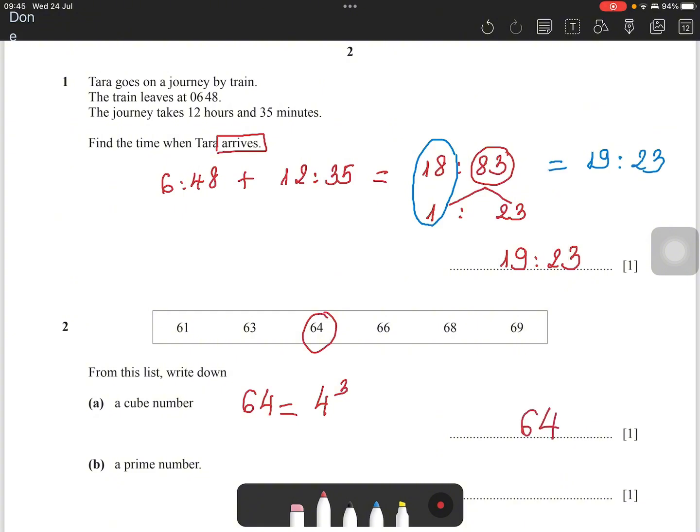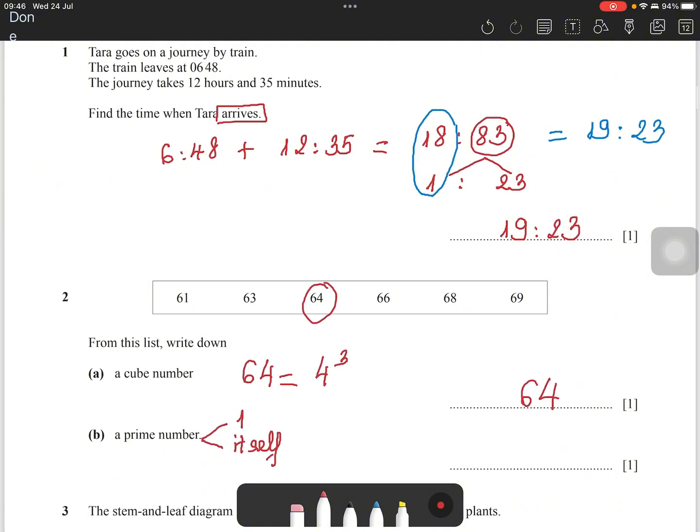B. A prime number. You know a prime number only has two factors. They are 1 and itself. So if a number has at least one factor that is not 1 or itself, then it's not a prime number. For example, 63 is divisible by 3 or 9 or so. 66 is an even number, so it is divisible by 2, the same for 68. And 69 is divisible by 3. So only 61 is a prime number because it is only divisible by 1 and 61.